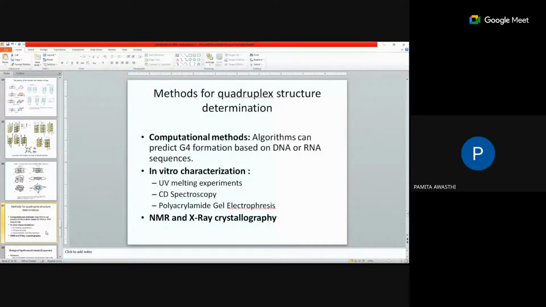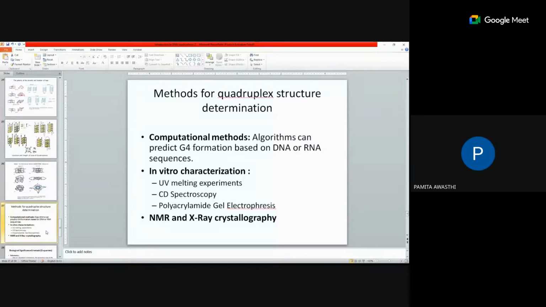So finally, methods of quadruplex structure determination are further classified. The computational methods, various algorithms. A lot of computational work is going on in this area, and specifically IIT Hyderabad, who is also the national coordinator of the GIAN course, is extensively working on G quadruplex computational structures.